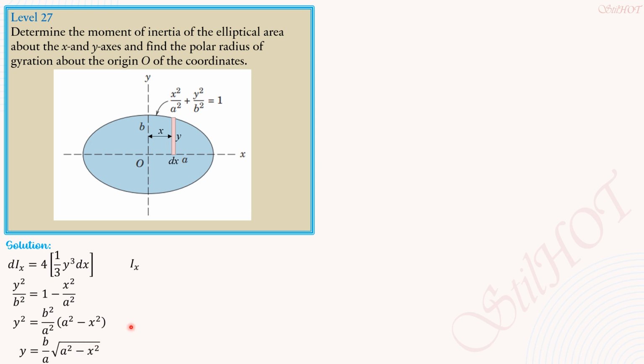Therefore, y cube here is b cube over a cube, then quantity a squared minus x squared to the 3/2. So Ix is 4/3, b cube over a cube, integral from 0 to a of a squared minus x squared raised to 3/2 dx. The variable of integration is x, therefore the limits would be from 0 to a. Then from our experience with calculus, when the integrand involves constant square minus variable square, we put the variable equal to a sine theta.